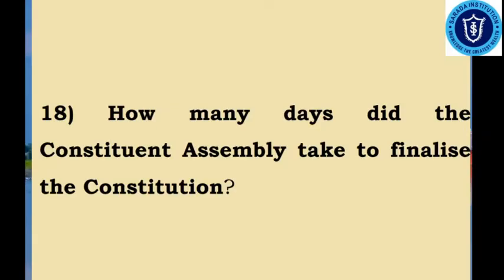Question number 18. 10-star question. How many days did the Constituent Assembly take to finalize the Constitution? That means starting from 9th December 1946, the very first day of the meeting of the Constituent Assembly, how many days were required for framing or completing the Constitution of India? It took 2 years, 11 months, 18 days. I am repeating again, 2 years, 11 months, 18 days.